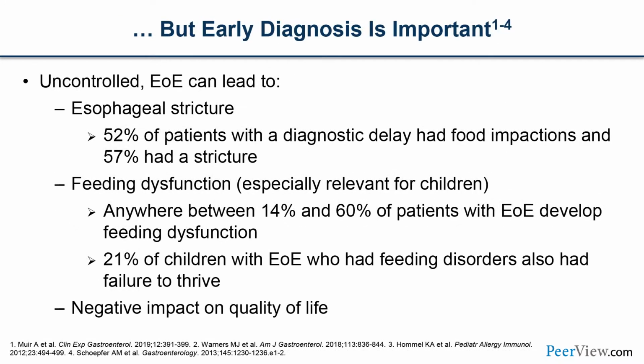On the other hand, early diagnosis is important. We know that if EoE is uncontrolled, it can lead in many cases to esophageal strictures. And I'll show you this data about patients with diagnostic delay. Basically, the longer you have diagnostic delay, the more likely it is to have food impactions and strictures. And feeding dysfunction in children is very difficult. Many patients who are children have the feeding dysfunction. It's sometimes hard to know the chicken and the egg, which one is the cause and which one is the effect. And many of these children also have failure to thrive, and of course there's a negative impact on quality of life.